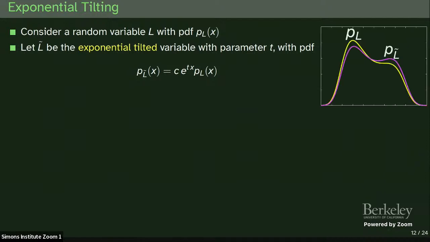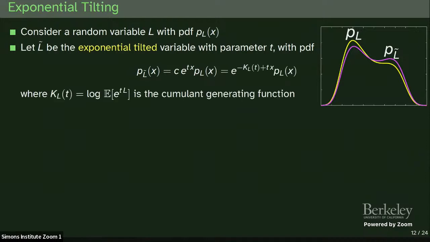So there's some picture like this. The yellow thing is the original distribution. You apply this tilting and you change the shape a little bit. You can think about this as like importance sampling. You can write the normalizing constant in terms of the cumulant generating function of your variable L. And when you do this, you can do all sorts of tricks.